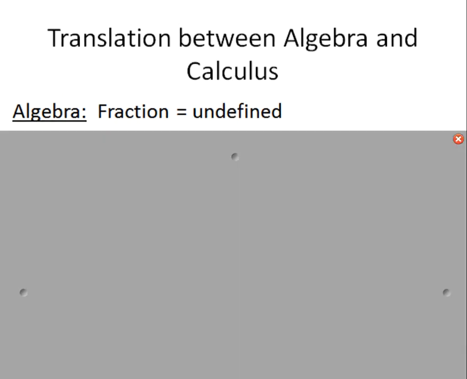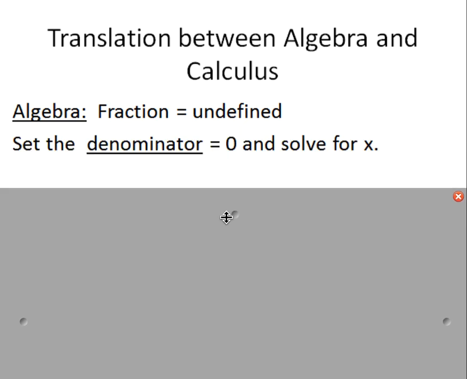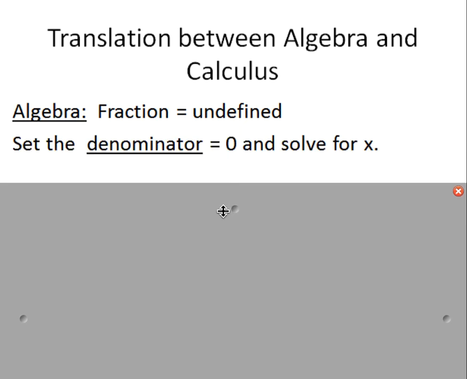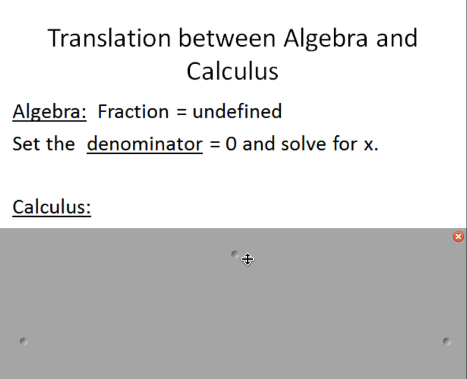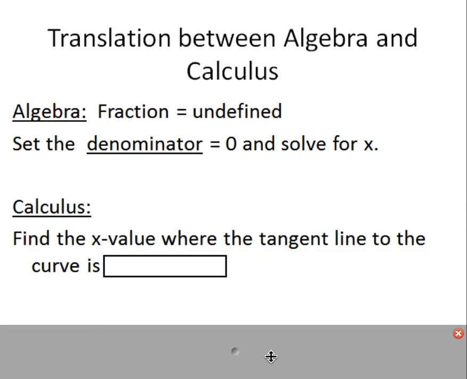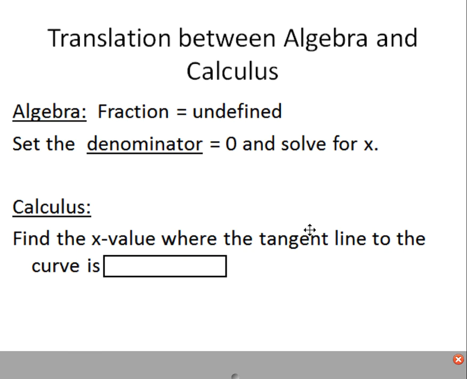In algebra, when a fraction is undefined, that generally means the denominator is equal to 0. Okay, and then you would solve for x. This is just like finding the vertical asymptotes. In calculus, they will say find the x value where the tangent line to the curve is vertical. So vertical lines have undefined slopes.